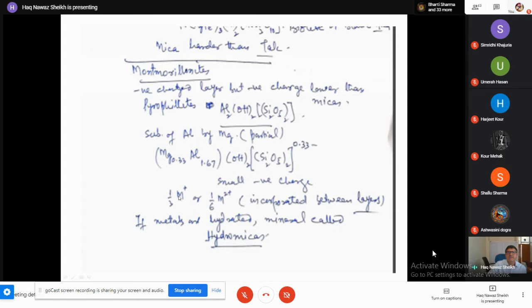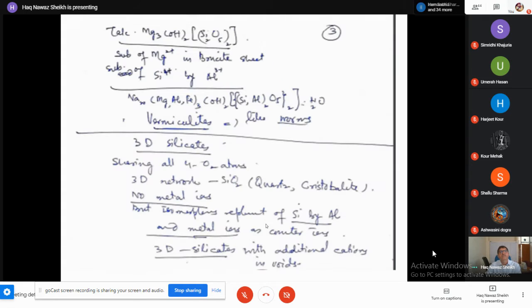So one third of the monovalent, or one sixth of the divalent, is incorporated between the layers to counterbalance this charge. If the metals are hydrated, the minerals are called hydromicas. These are called hydromicas. These are another class of these compounds.